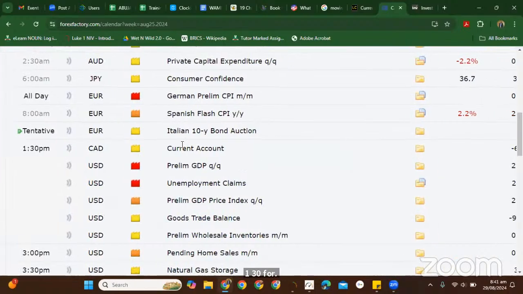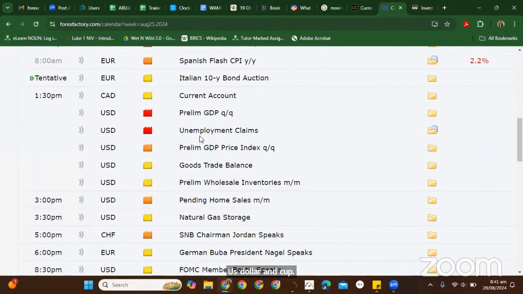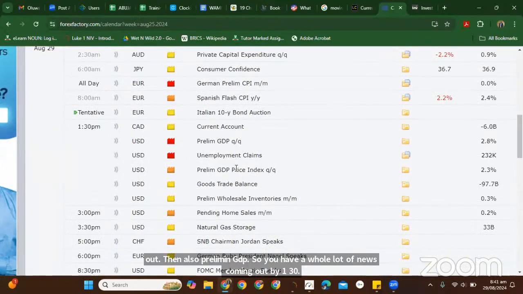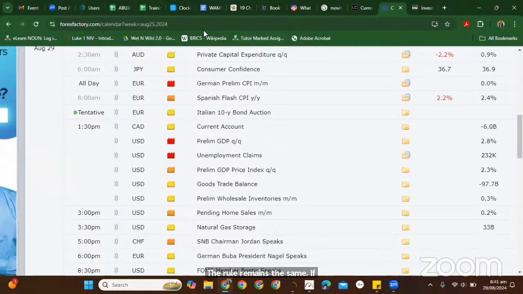Okay. So you have prelim GDP, and you have unemployment claims coming out, then also the prelim GDP price index. So you have a whole lot of news coming out by 1:30. The rule remains the same. If everything comes out good, then we're expecting dollar to actually gain strength.